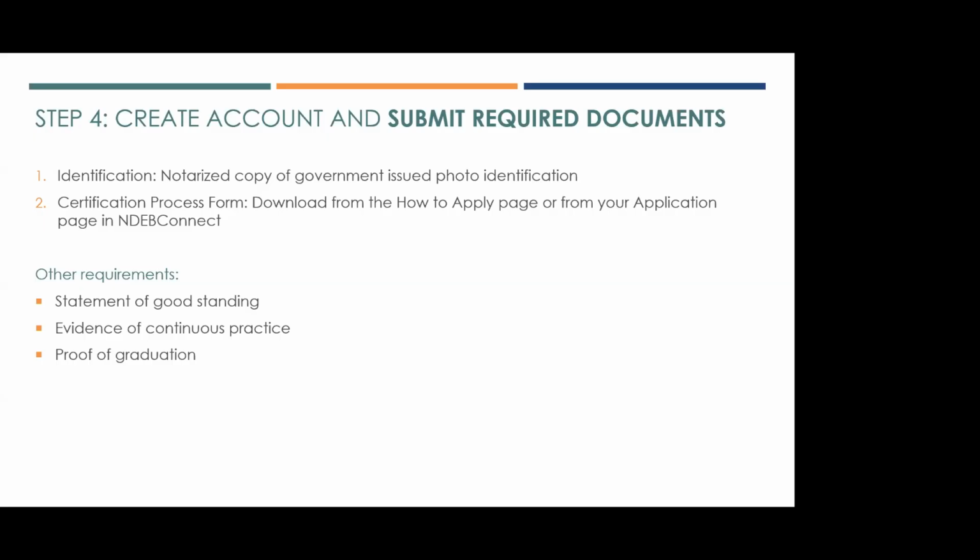For the others, depending on your eligibility category, it is possible that you will need to submit additional documents. Make sure you visit the How to Apply page of our website and select your eligibility category to see the required documents. What you need to submit will depend on if you have already completed your program or if you have completed the NDEB equivalency process. Examples of other documents you might need to submit include a statement of good standing with your licensing body, evidence of continuous dental practice, or a proof of graduation from a dental program.